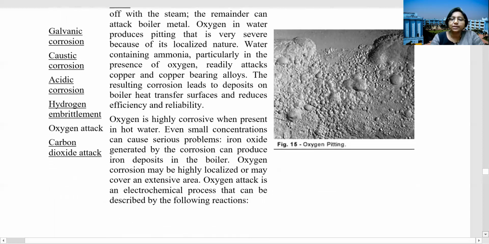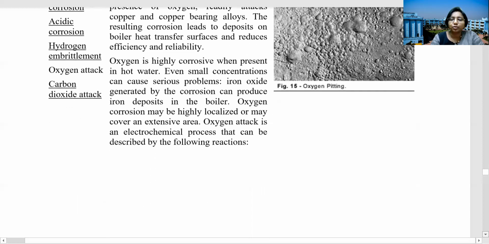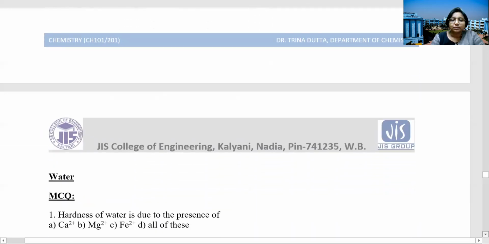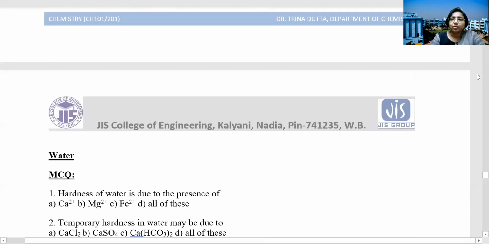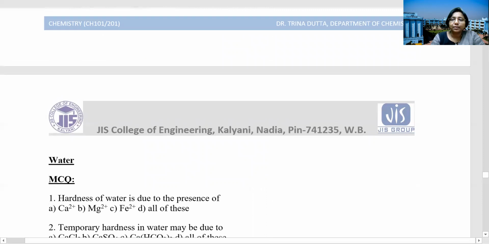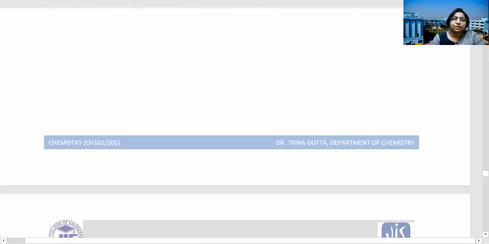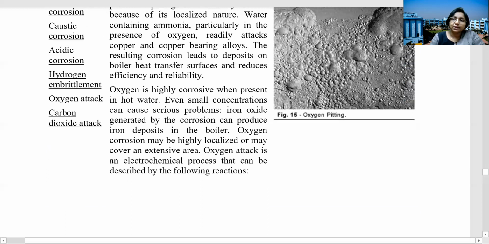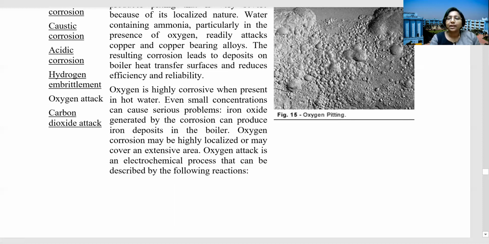So the dissolved oxygen plays an important role for metal corrosion. So now, what is the important part? I have told you that before using the water in the boiler, we have to do proper analysis. We have to analyze the water.